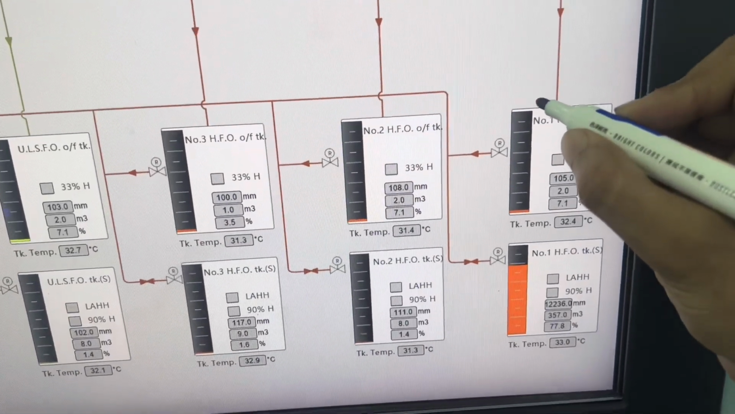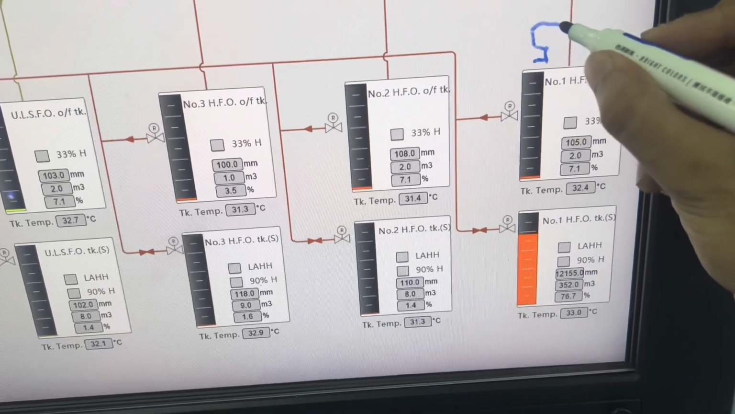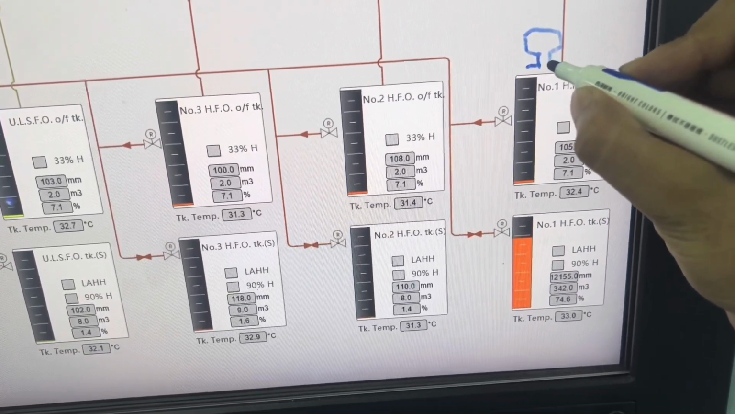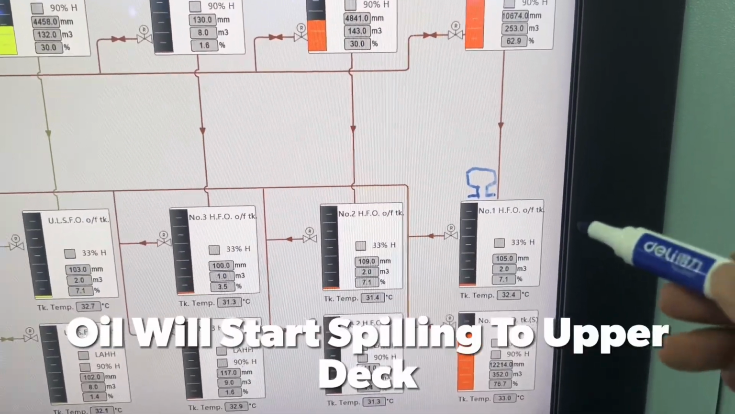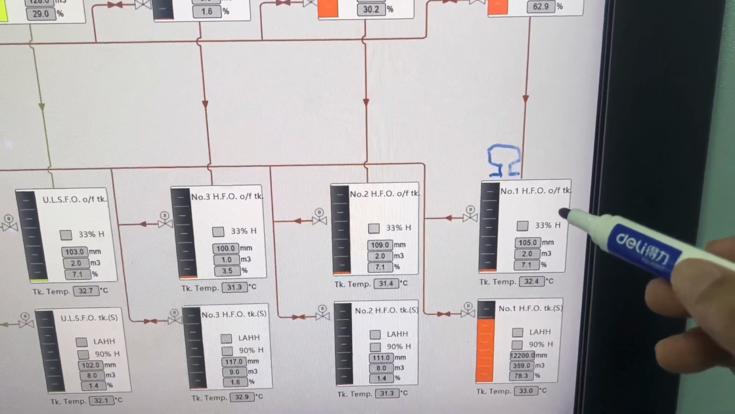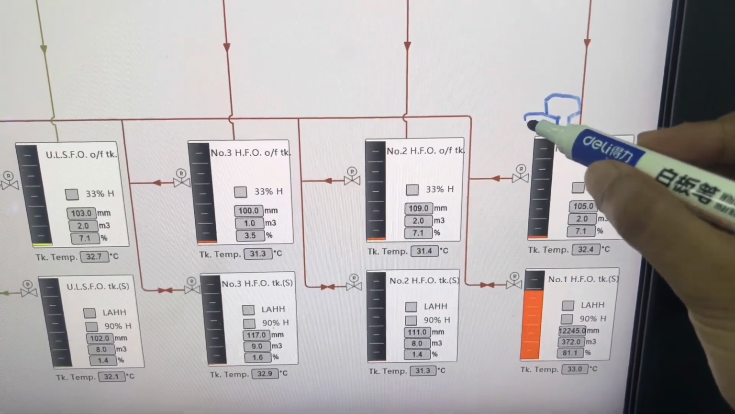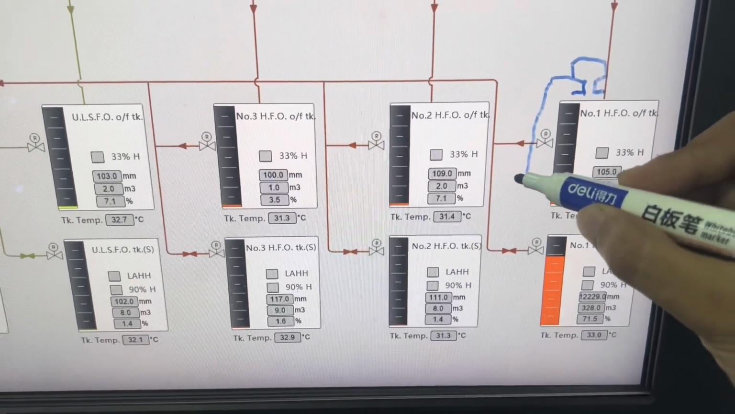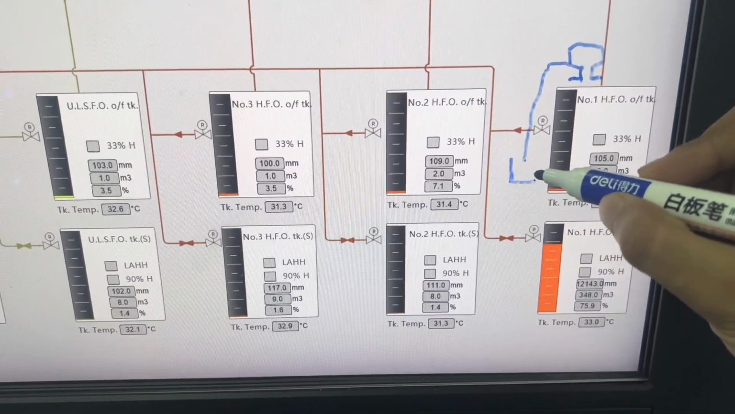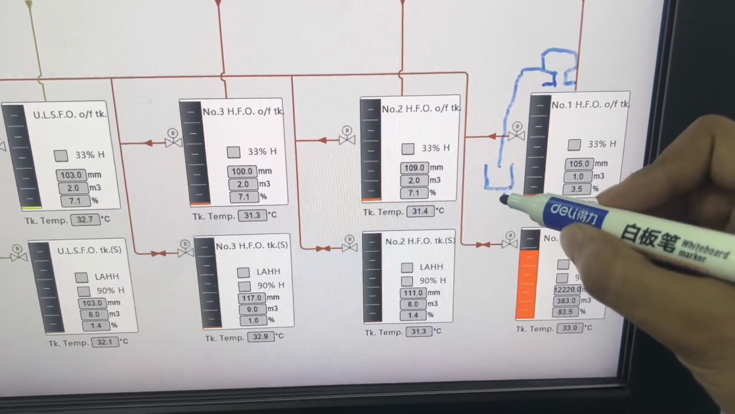I will show you for demonstration purposes. Here, like this, it is connected with the vent box. And when this overflow tank is full, what will happen? The oil will start spilling from this vent box and it will go to the cross bay. It will start going to the cross bay, and from the cross bay it will go to the main deck.